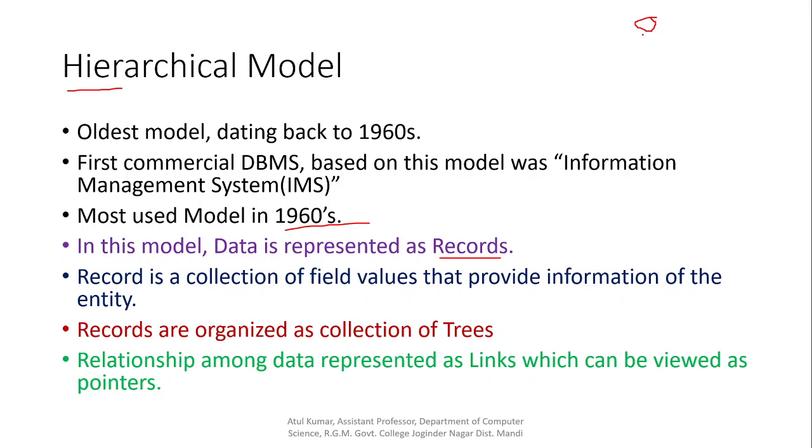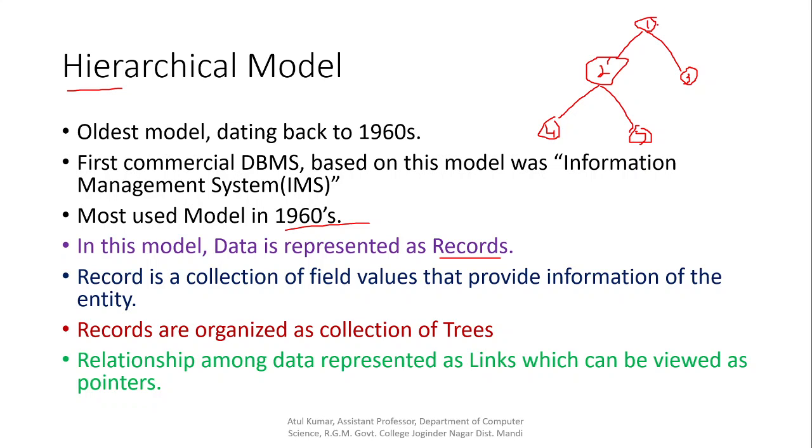Suppose this one is a root and it has a child. Suppose we have a child like this one, 2, and another node I have added is 3, then I have added 4 here, and 5 here. This kind of data structure is a tree data structure. In the hierarchical model, the records are organized in this kind of tree data structure.